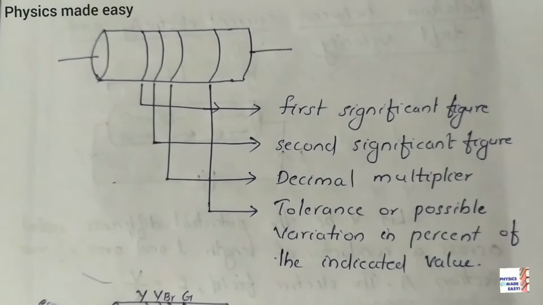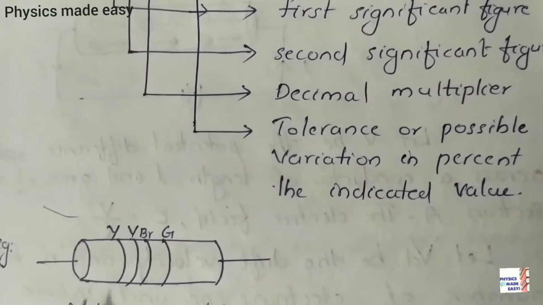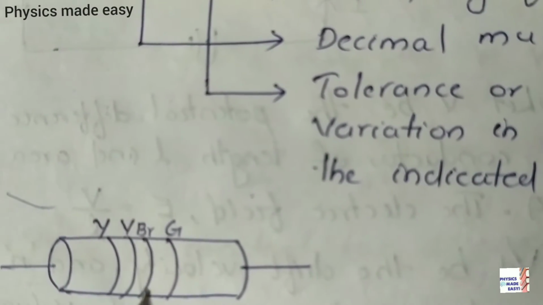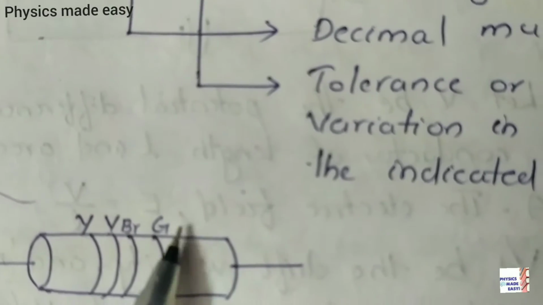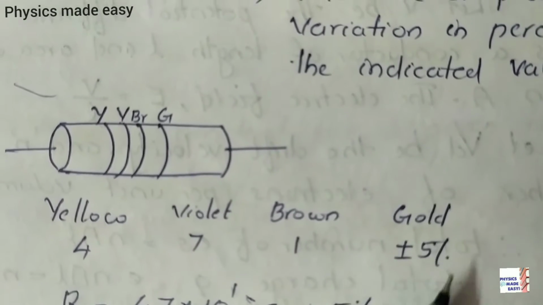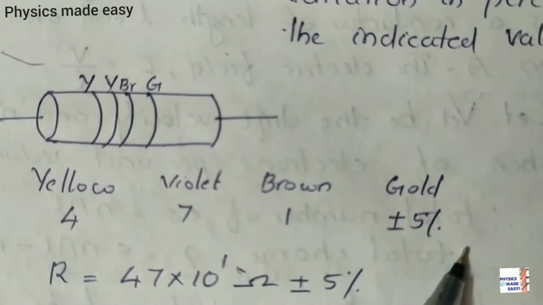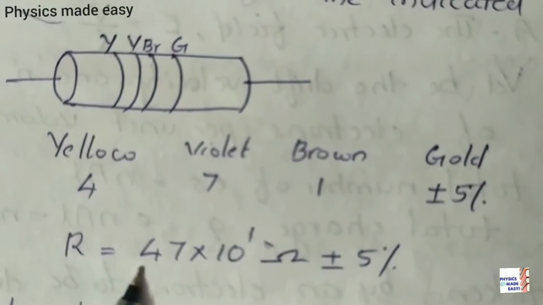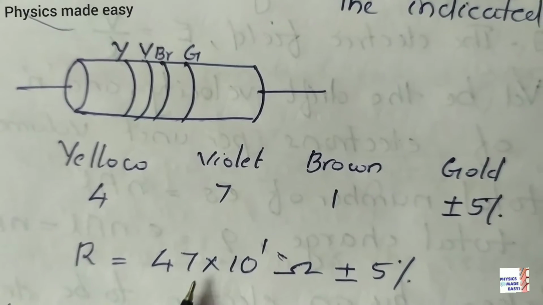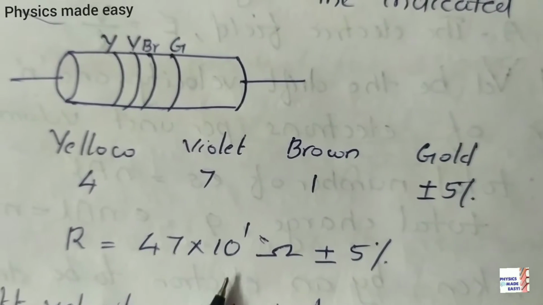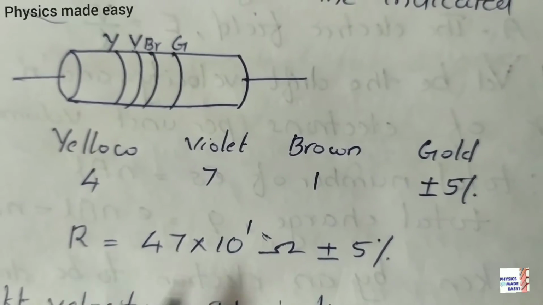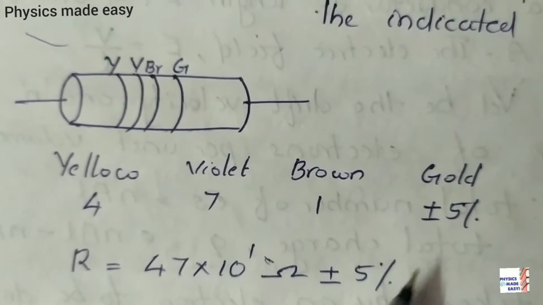For example, here you can see the first one is yellow, Y written, violet, V, and brown, BR. Then the last one, the fourth one, G, you can see there. Yellow, you know, means 4, violet 7, brown 1, gold plus or minus 5%. So from this we can write the value as 47. There are two significant figures: first yellow, then violet, the second one, 7, into that decimal multiplier. That means 10 raised to 1. Brown means 1. So the resistance unit is ohm, then plus or minus 5%.